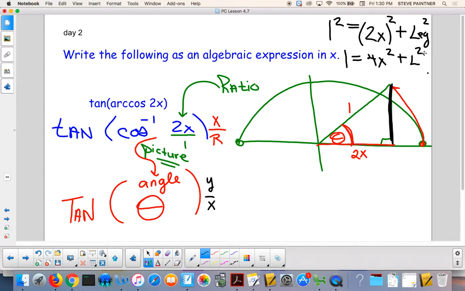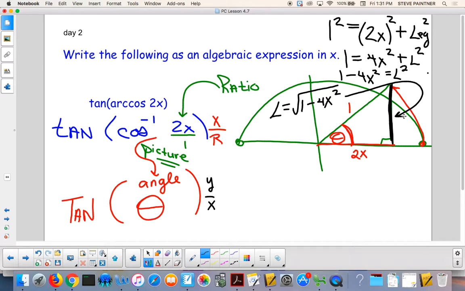1 plus L squared. Now what? Subtract it. 1 minus 4x squared equals L squared. What does L equal? Square root of 1 minus 4x squared. Square root of 1 minus 4x squared is right. And that leg that we're missing right there is square root of 1 minus 4x squared.